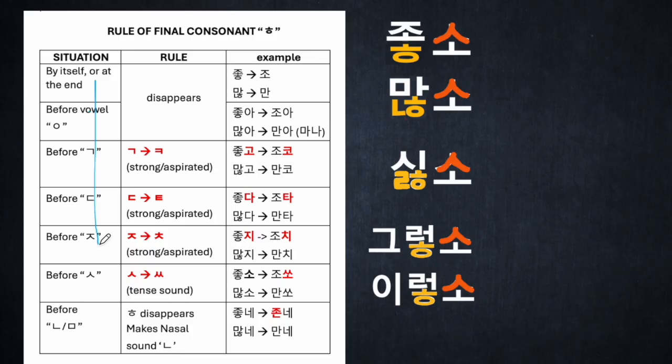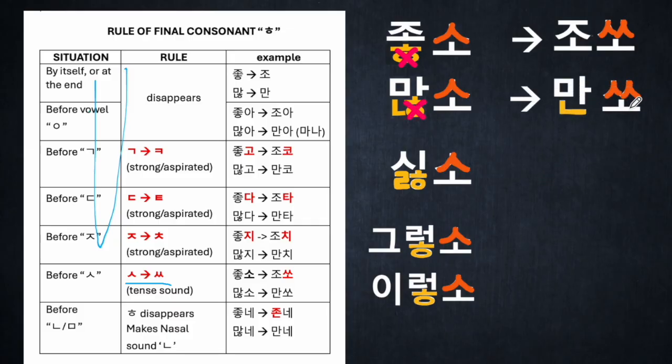We've finished all this, and now with s. So same thing. If the next syllable starts with s, then you drop hu sound, and then this becomes s. Okay, so it'll be so, not so. How about this one? 만소, 만소. 실소, 실소. Not 실소, but 실소.